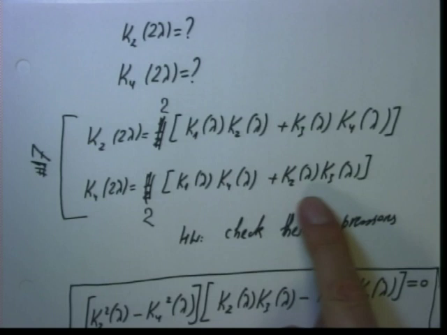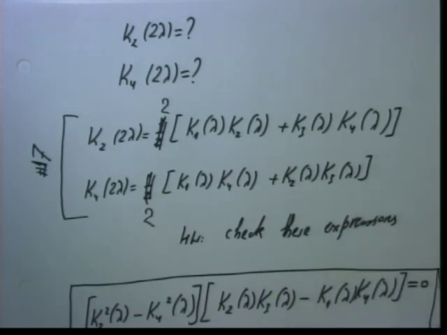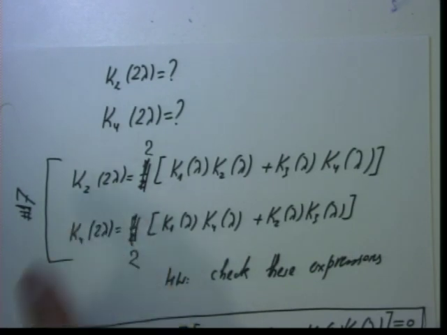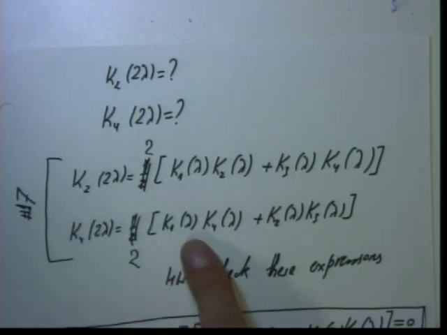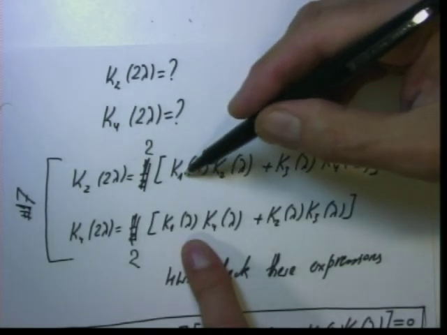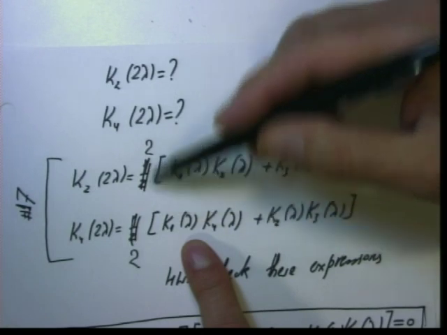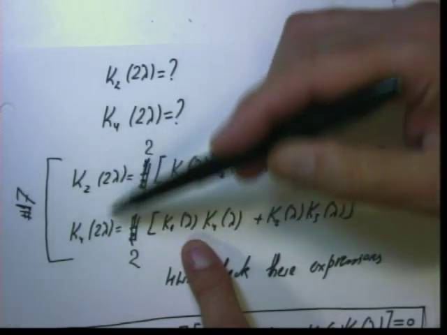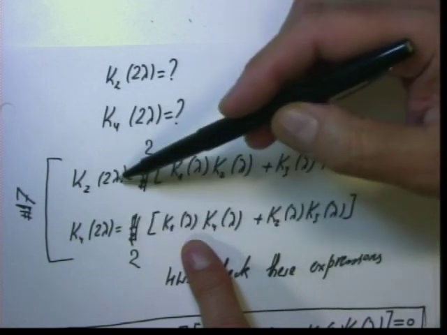K1, K4, K2, K3. 2 lambda. Sir? Do you mean here? On the right-hand side, everywhere is lambda. And on the left-hand side, in both cases, is 2 lambda.